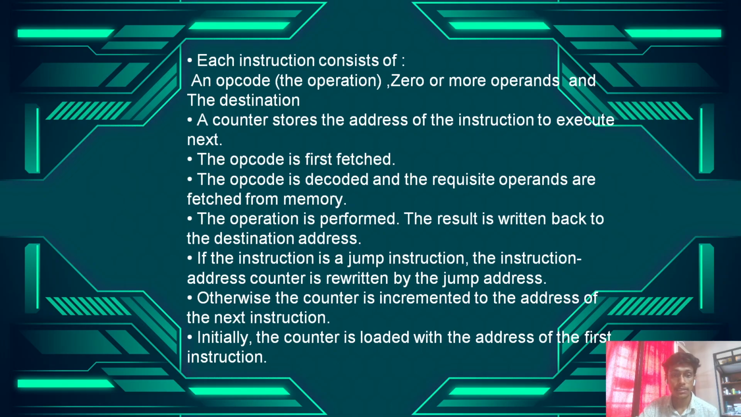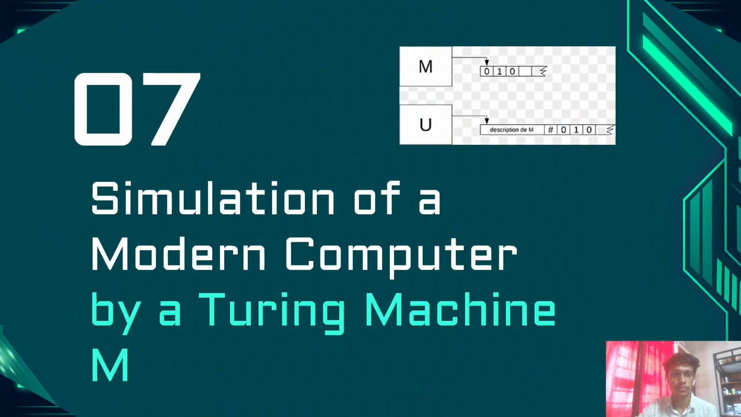If the instruction is a jump instruction, the instruction address counter is overwritten by the jump address. Otherwise, the counter is incremented to the address of the next instruction. Initially, the counter is loaded with the address of the first instruction. So, simulation of a modern computer by a Turing machine.